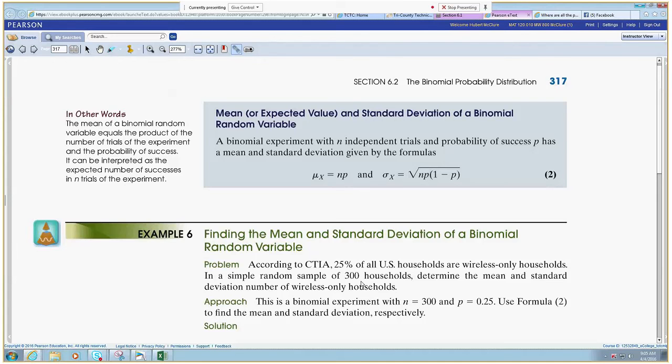That's your mean. Now to get your standard deviation, you take 75, which is N times P, and you multiply by Q, which is 0.75. And you do that in your calculator. So 75 times 0.75, and then take the square root of that. What do you get? 7.5.